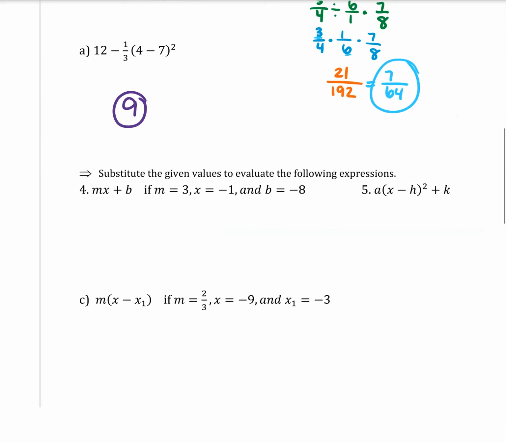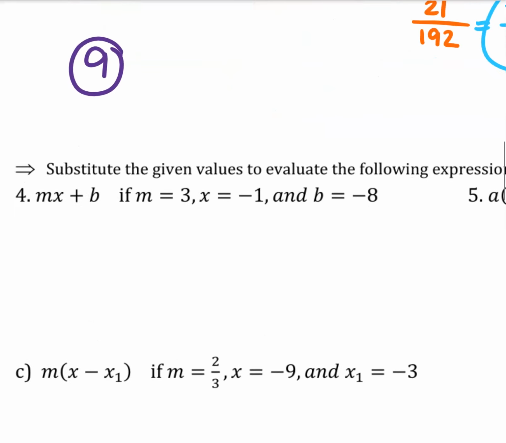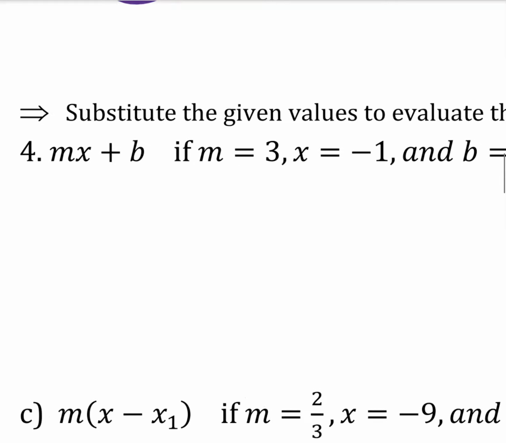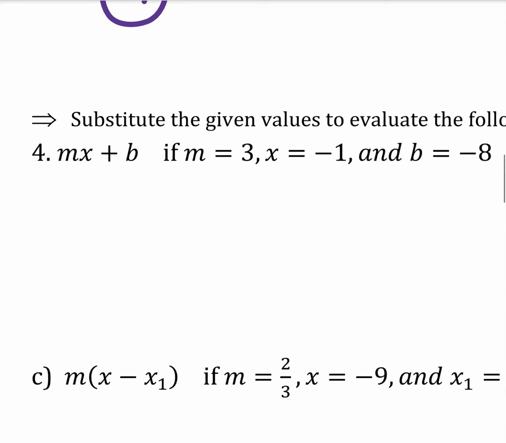Alrighty. The last thing that we're going to do today is some substitutions. It says substitute the given values to evaluate the expression. On number 4, we have mx plus b. I know that doesn't mean anything to us right now. It's just a bunch of letters. But then it says m is this, x is this, b is this.